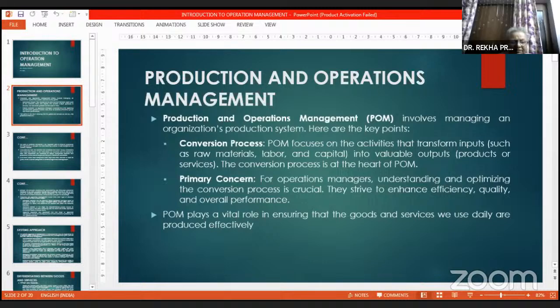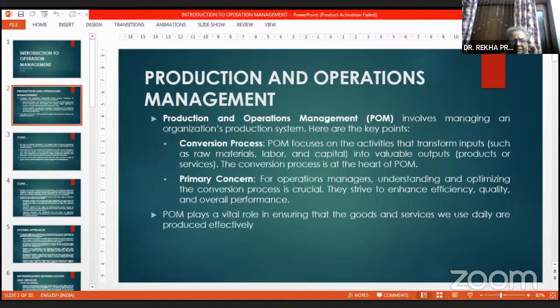Kindly concern for operation managers, understanding and optimizing the conversion process is crucial. They strive to enhance efficiency, quality, and overall performance. POM plays a vital role in ensuring that the goods and services we use daily are produced effectively.